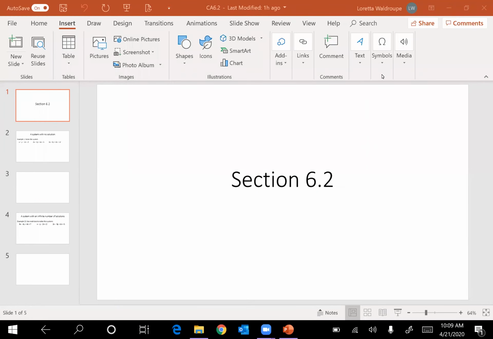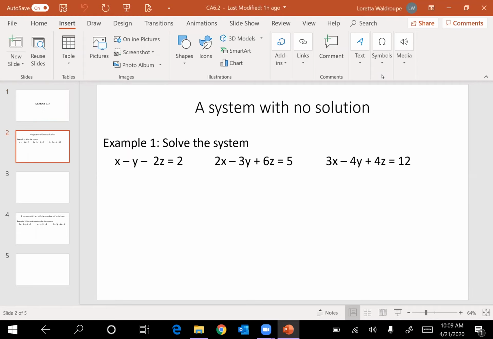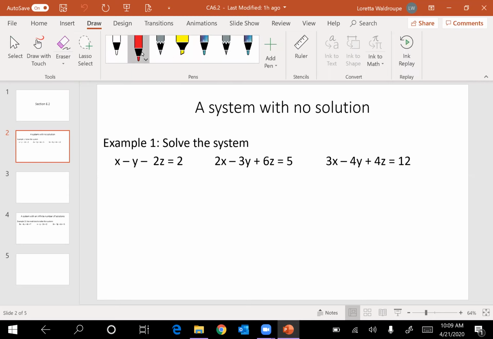This is your lecture for chapter 6, section 2. You're still solving this system, but in this section, we're going to see how to know if there's no solution or infinite solutions. So first, write your matrix.